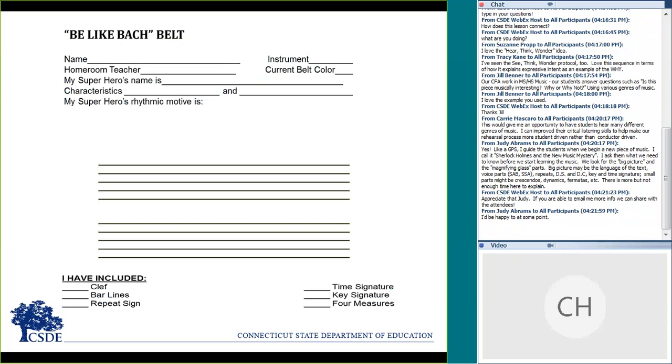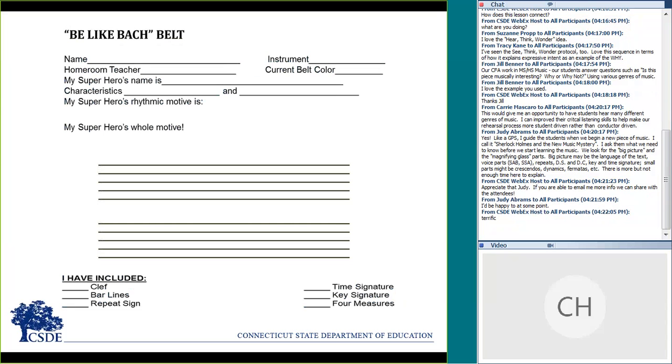Well, this year I have been doing a very special incentive program stolen from Recorder Karate called, in my infamous way of coming up with great names, Band Karate. So the students have the incentive of getting a special belt for their belt collection held on a binder clip which is attached to their case when this is all complete. So I developed the Be Like Bach belt for composition in band.